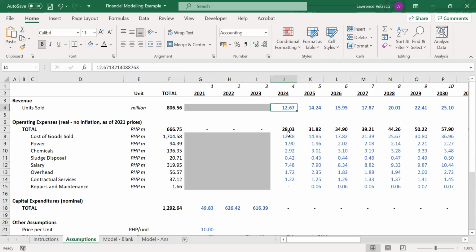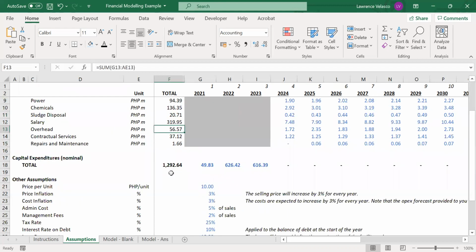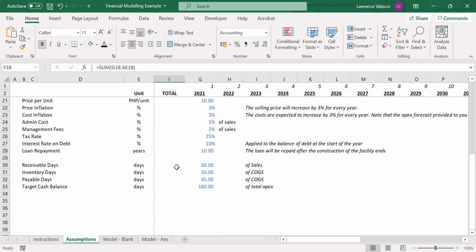Lahat ng blue font, lahat yan ay hard-coded numbers. Ano ibig sabihin ng hard-coded numbers? Hard-coded numbers are numbers which you input directly. Okay? So I usually designate them as blue. Right? Why do I designate them as blue? So that I know kung may hard-coded ba or wala. Okay? At lahat ng calculations, meaning there are formulas, lahat ng naka-formula, black yan.